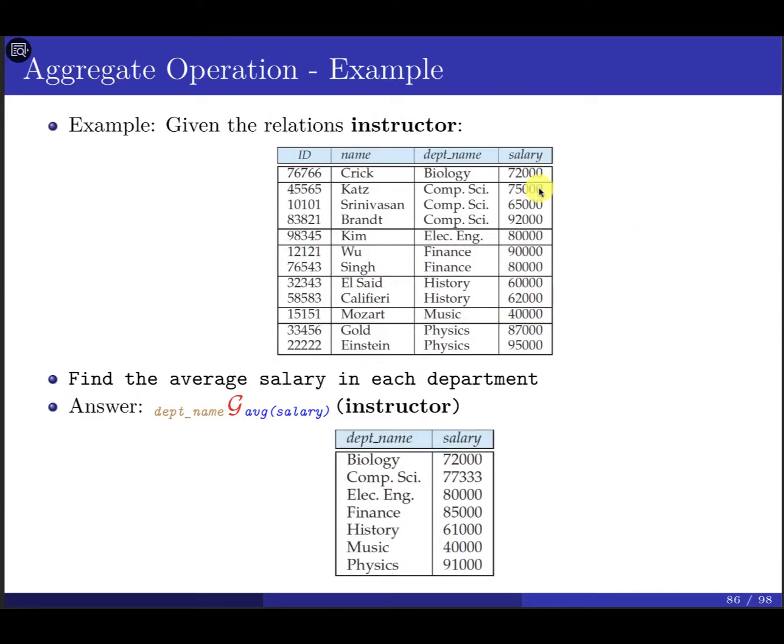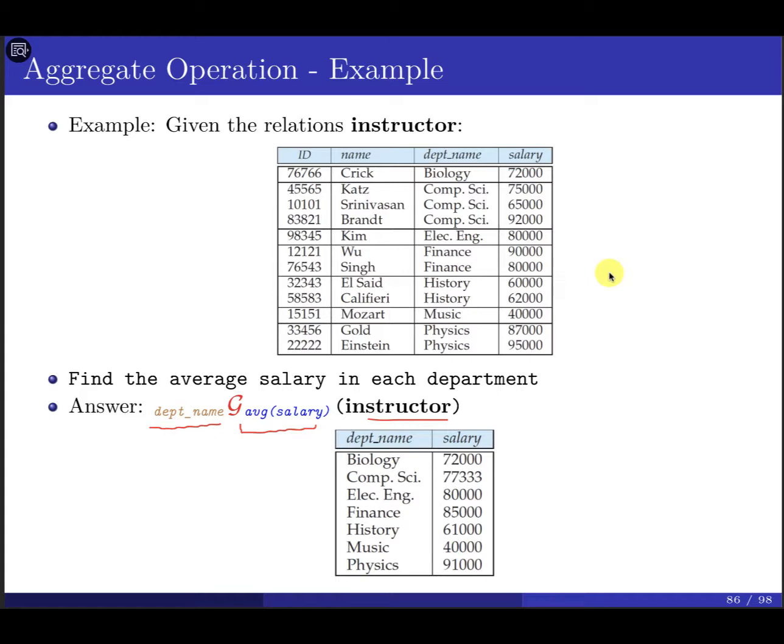Given this relational structure, I ask you: please find the average salary in each department. So in each department, you want to divide your data based on the department, and for every single department, compute the average. How can I divide my data based on the department? I need to perform a group by the department name, using calligraphic G, and then compute the average salary.